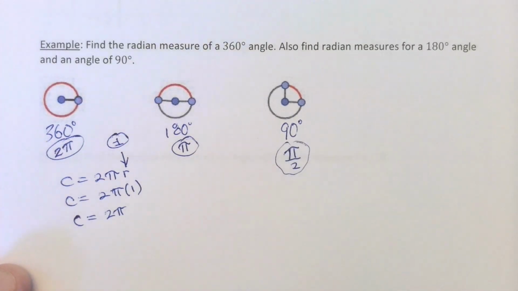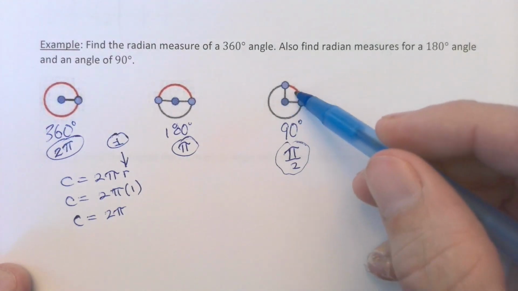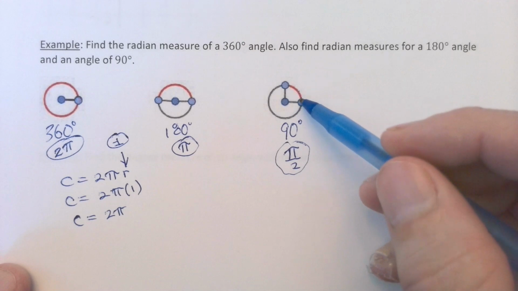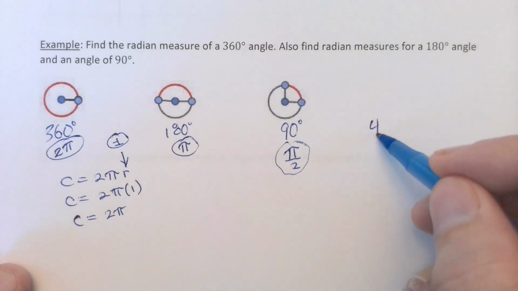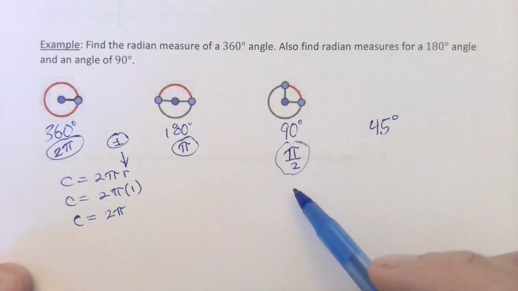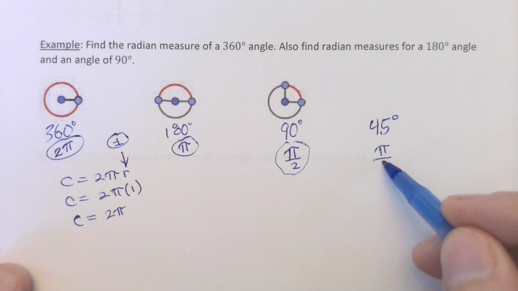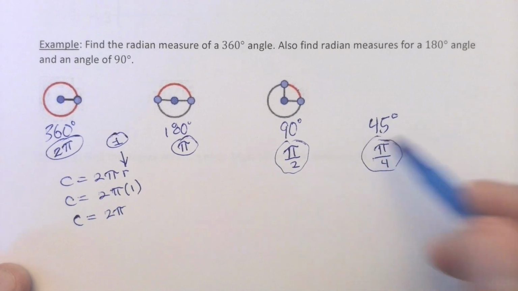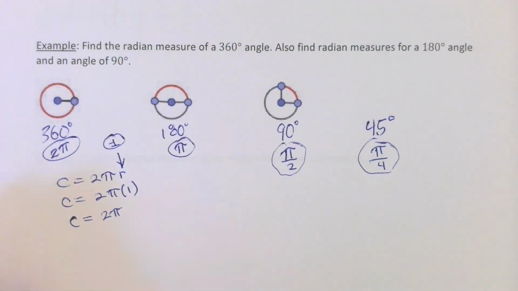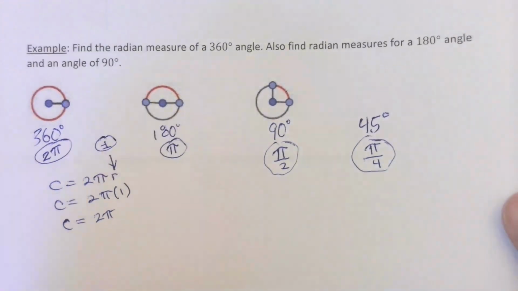I guess we could have done one more. What if we only went 45 degrees and did, I don't know, half of 90? Well, then 45 degrees would correspond to half of pi over 2. That's pi divided by 2 over 2, which is pi over 4. And you're going to have a lot of these memorized by the time we're done studying trigonometry. Okay, let's see what's next.